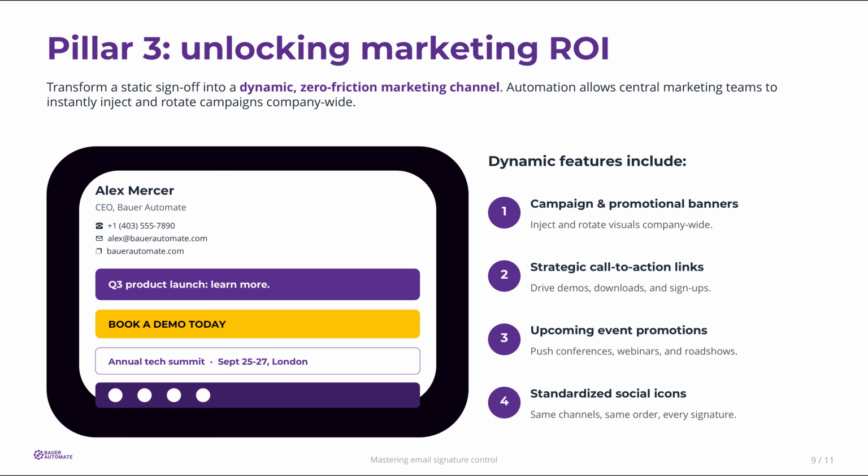Section 5. Turning signatures into marketing. Fixing broken formatting is just the beginning, though. Automation unlocks entirely new capabilities that might actually surprise you. It transforms every single email into a subtle but powerful marketing channel. Think about the real estate at the bottom of those thousands of emails. With centralized automation, you can instantly deploy campaign banners company-wide. You can add specific call-to-action links, do event promotions, and ensure your social media icons are always up to date and clickable. And the absolute best part? You can do all of this centrally with zero extra effort required from your staff. You aren't constantly nagging them to update their signatures every time you launch a new product.